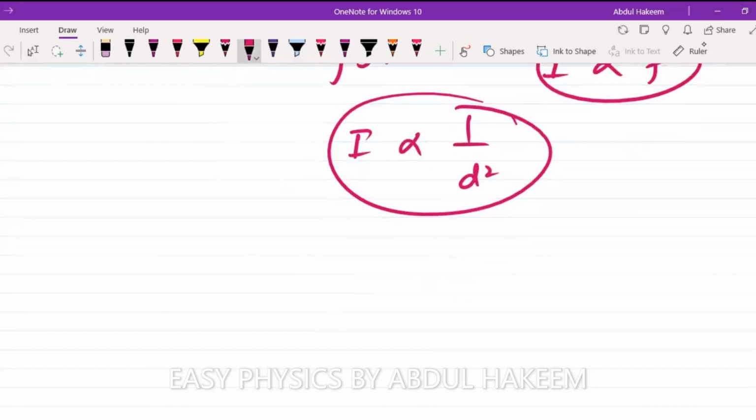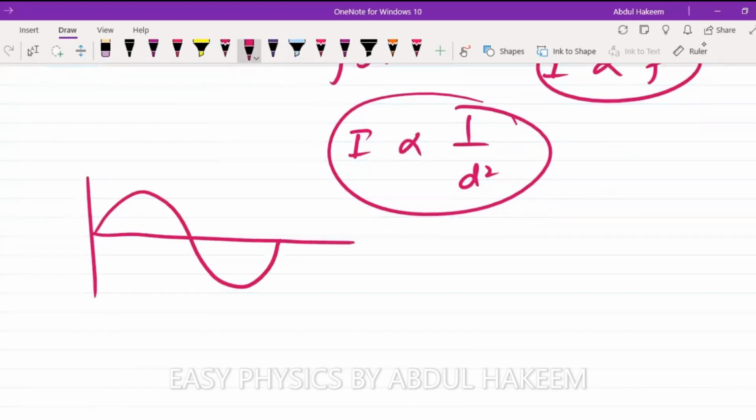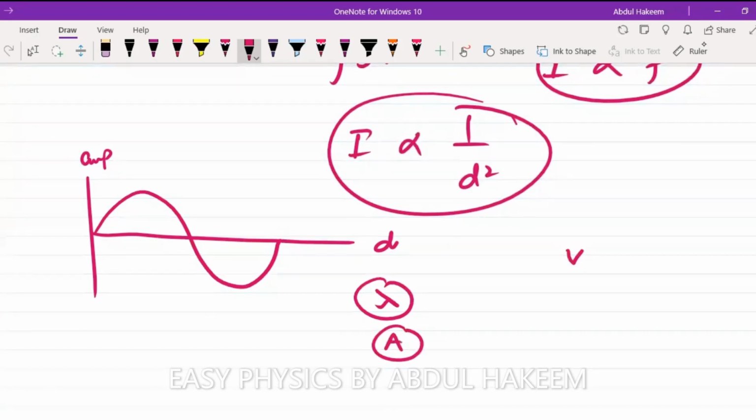Now, if the graph is plotted, this is the wave, this can be distance, this is amplitude, this is displacement. Now, from this, we can calculate lambda. We can calculate amplitude. We cannot calculate speed. We cannot determine frequency. We cannot determine the time period from this wave.